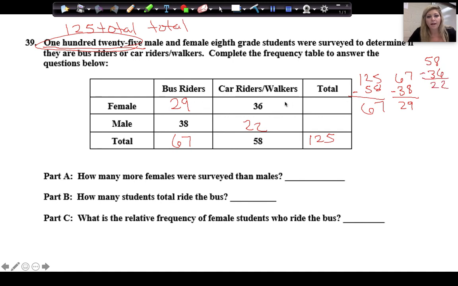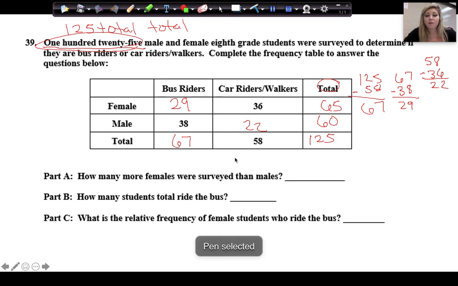Okay, and then we're adding across here. So to get the total amount, you have to add. So 29 plus 36 gives us 65. And 38 plus 22 gives us 60. And then 65 plus 60 should give us 125.